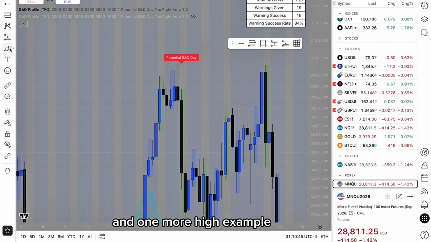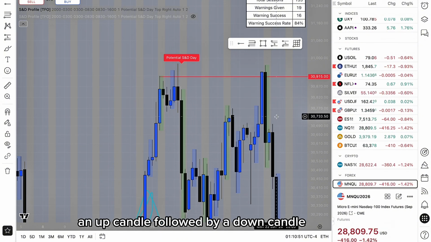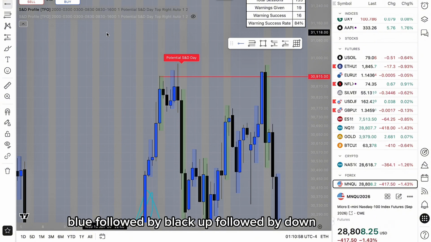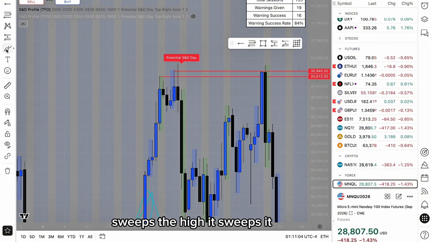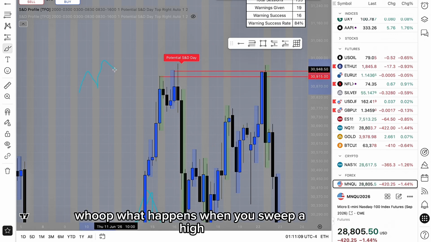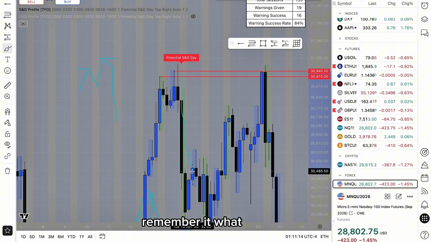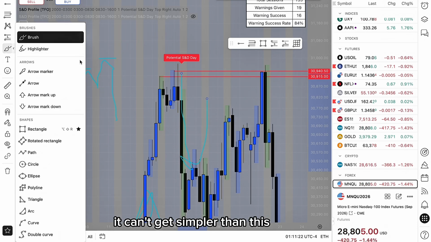And one more high example. We have a high over here, a blue candle followed by a black candle, an up candle followed by a down candle, green followed by red. The next one sweeps the high. It sweeps it. It can't get simpler than this. What happens when you sweep a high? The previous high, down. Remember it. It happens every time. It's simple. It can't get simpler than this.